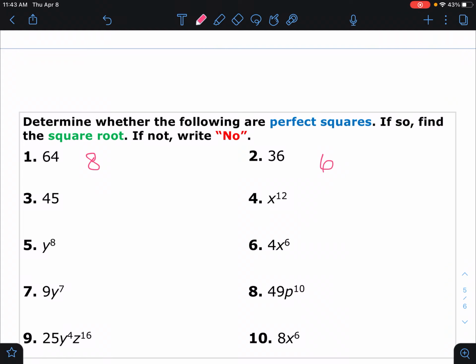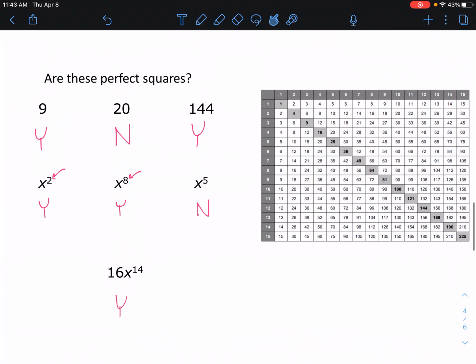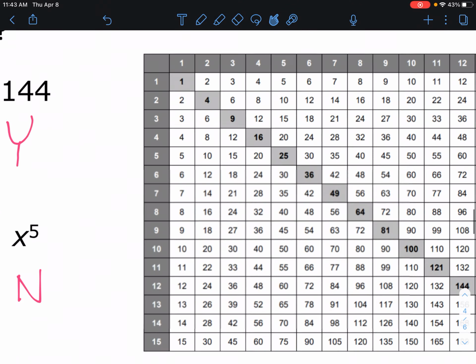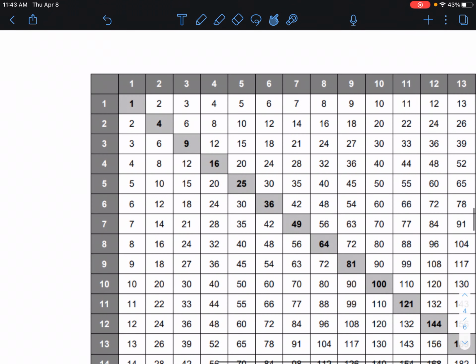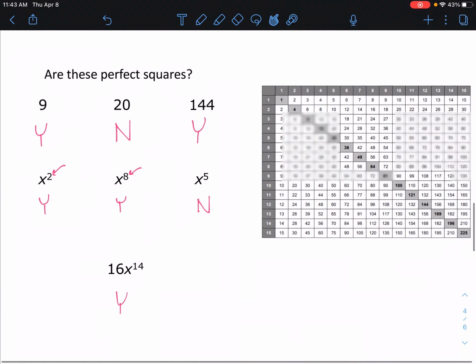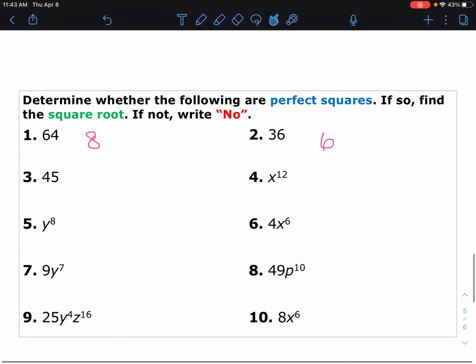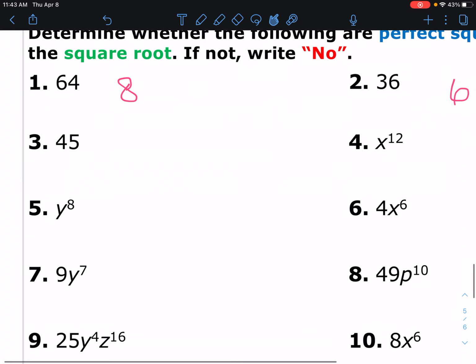How about 45? Well, you could go up to your chart, 45. I see 36 here, and I see 49, but not 45, right? So it's not a perfect square. So then I can't take the square root. I mean, I can, but it's not going to be a nice number, so we're going to write it's not a perfect square, so no.